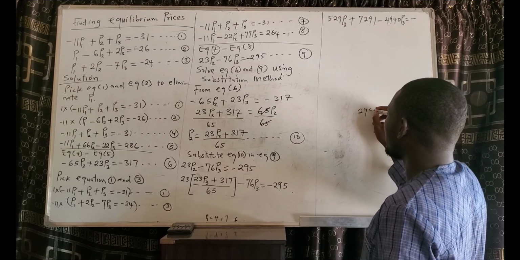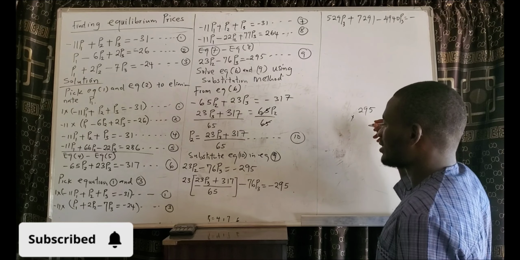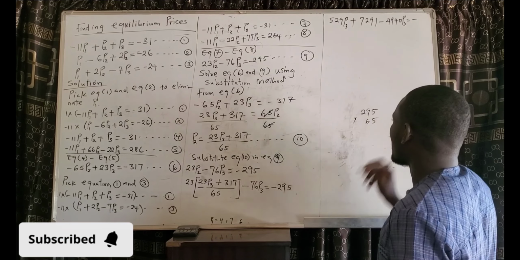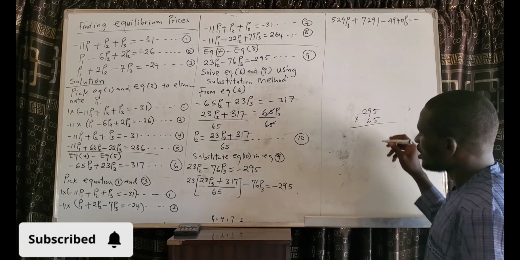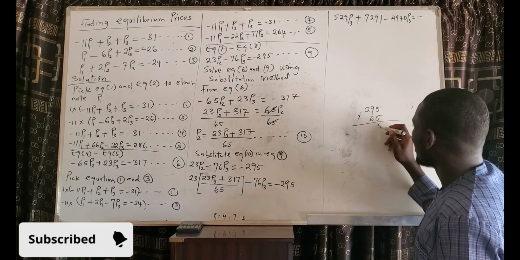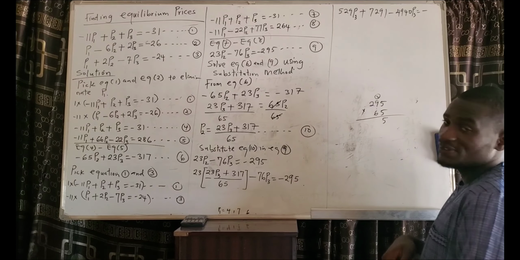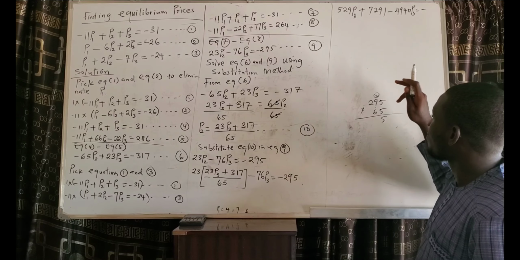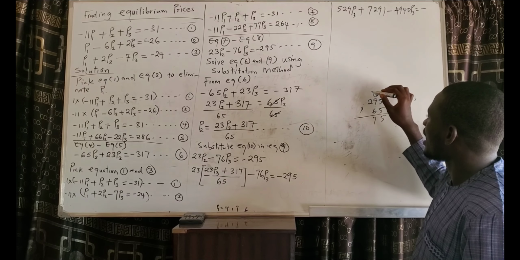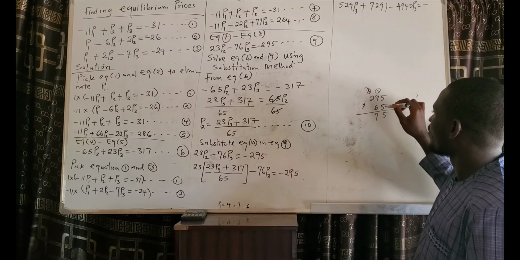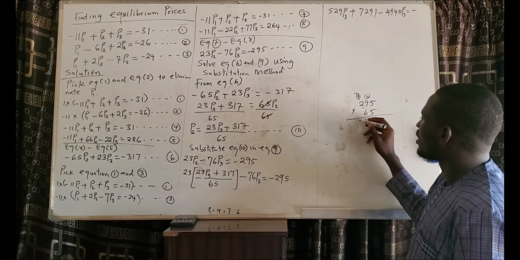You have 295 times 65. 5 times 5 is 25. Write 5, carry 2. 5 times 9 is 45. 45 plus 2, that is 47. Write 7, carry 4. 5 times 2 is 10. Plus 4, that is 14.